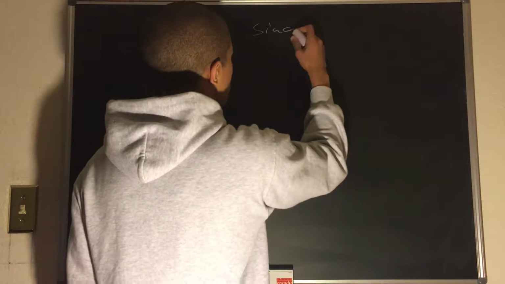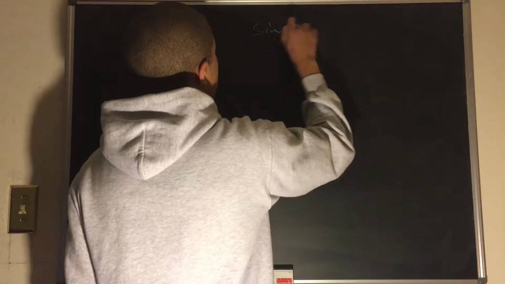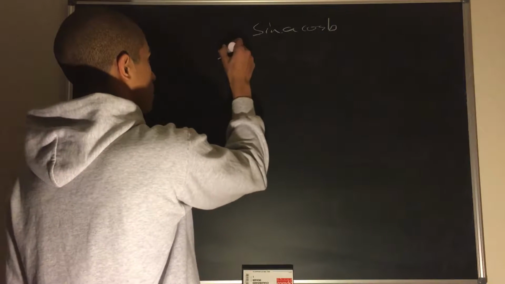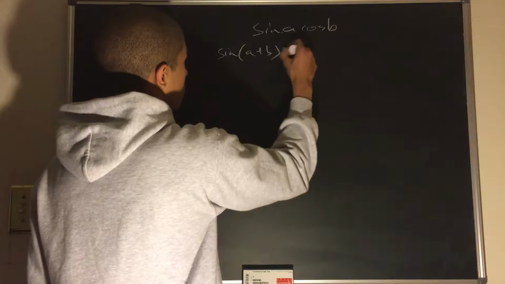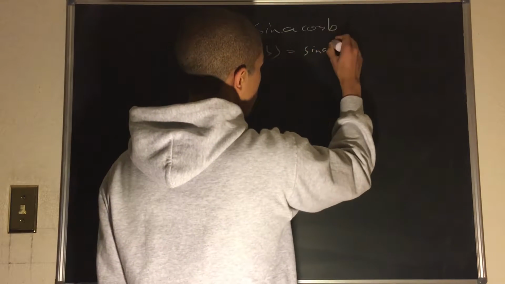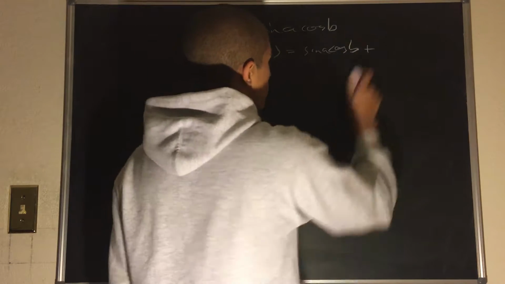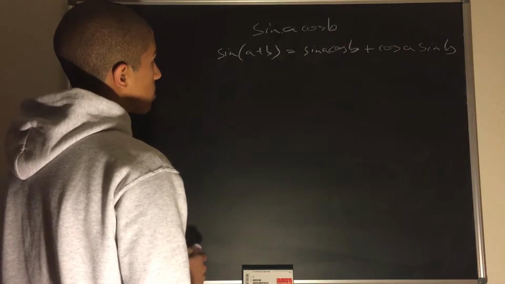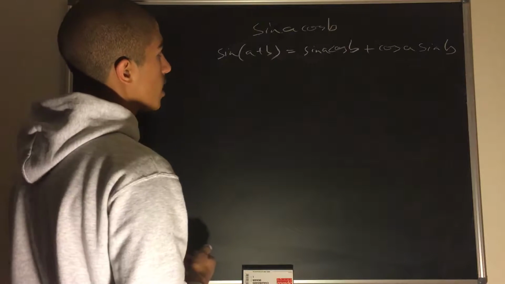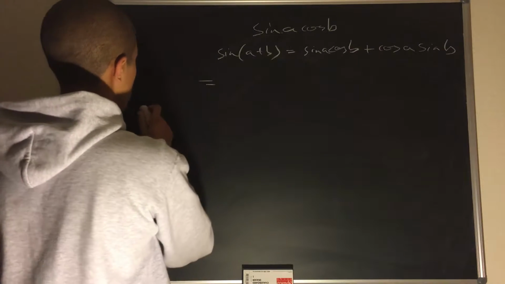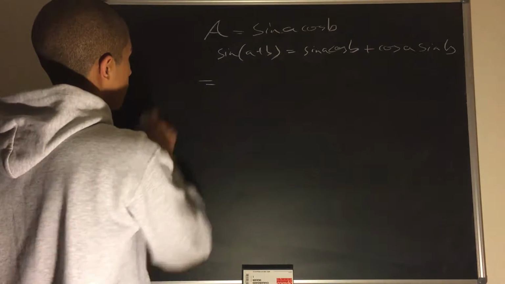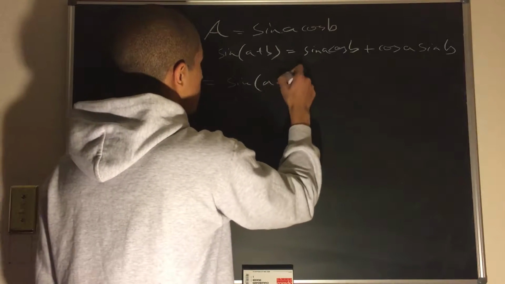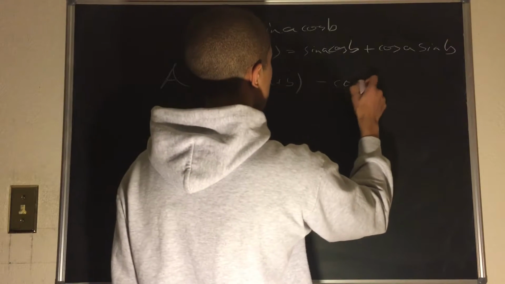So let us begin with expanding sin A cos B. Now, if we recall correctly, the sine of A plus B is equal to sin A cos B plus cos A sin B. So then we can extract sin A cos B. Sin A cos B is equal to sin of A plus B minus cos A sin B.